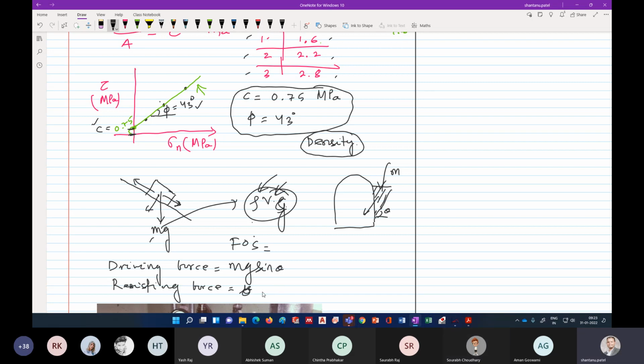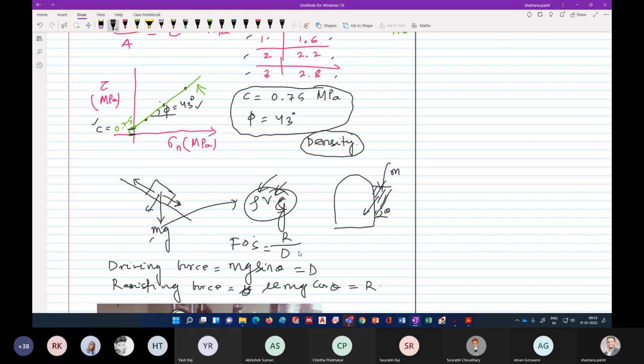Or maybe you can write, yeah, if there is no cohesion, it is an open joint, this is mu mg cos theta. Right or wrong? Let's call it D. This is our R. So factor of safety is R by D.